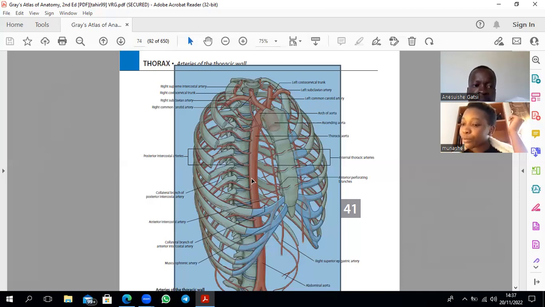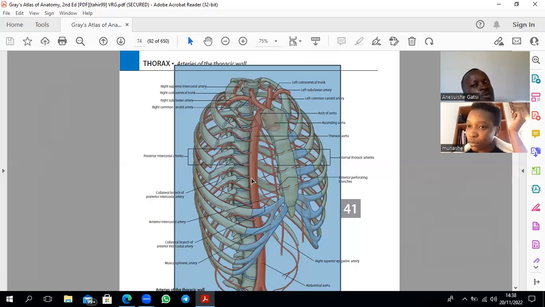You said for the anterior part, it's 6 against 5, and the upper 6 are from the internal thoracic artery. What about the lower 5? The internal thoracic divides into 2 arteries. One is called the superior epigastric, and the other is called the musculophrenic.